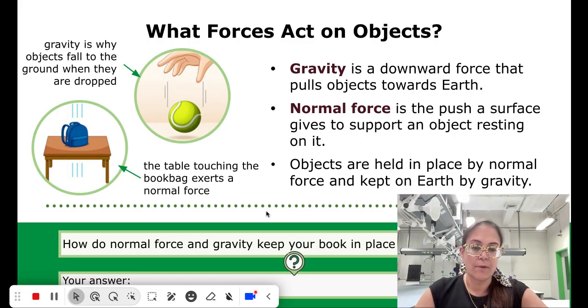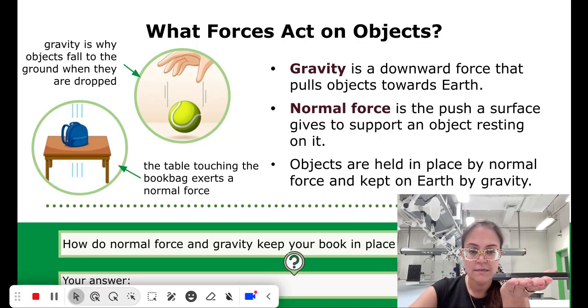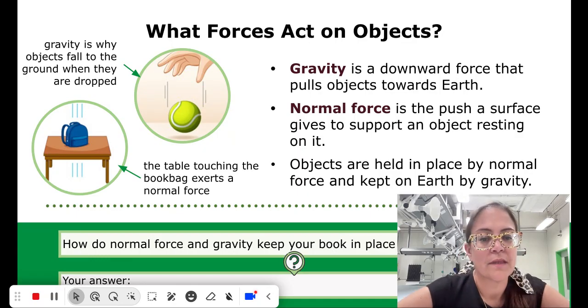So again, like my marker, if I have it on my desk, the desk or my hand is exerting the normal force. Gravity is trying to pull this marker down, but my hand is holding the marker up. So right now the forces are balanced because the marker is not moving. Then I'm going to move my hand and gravity wins. So that's why it drops down.